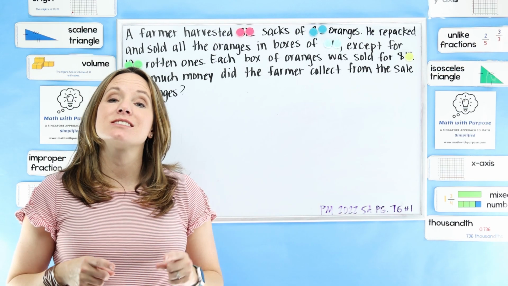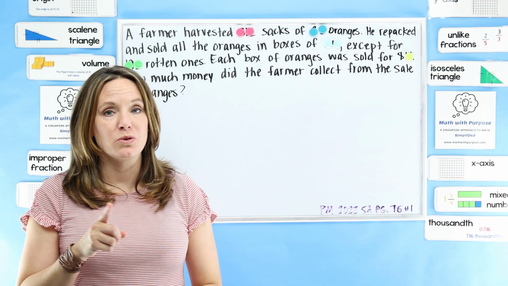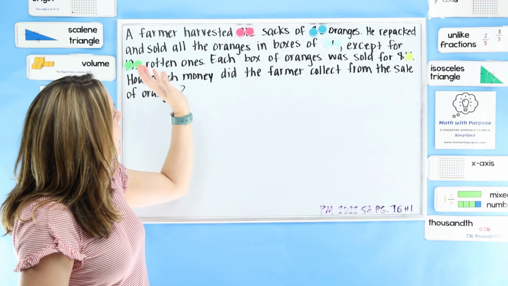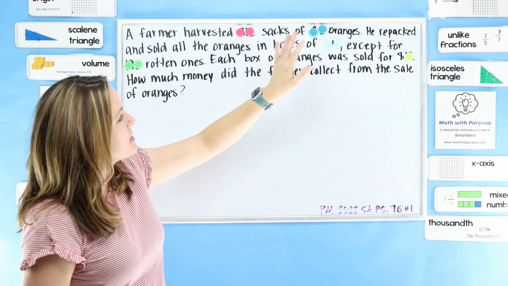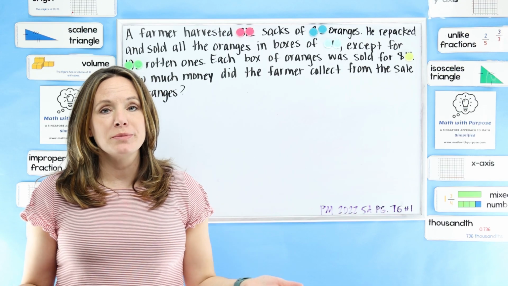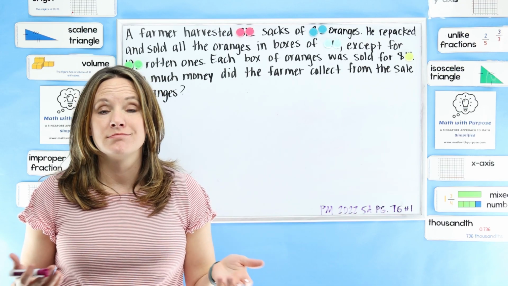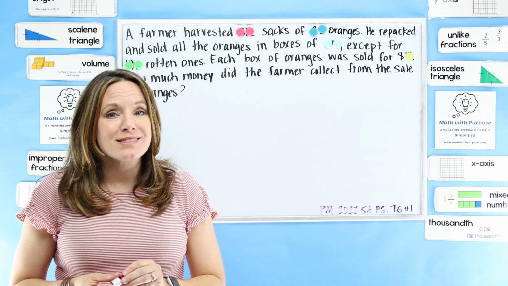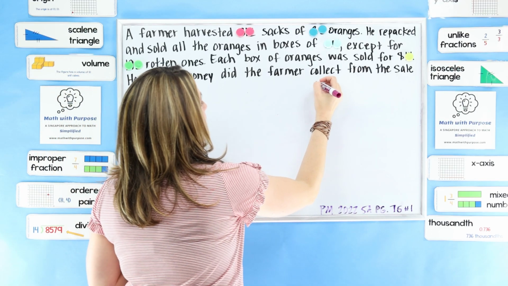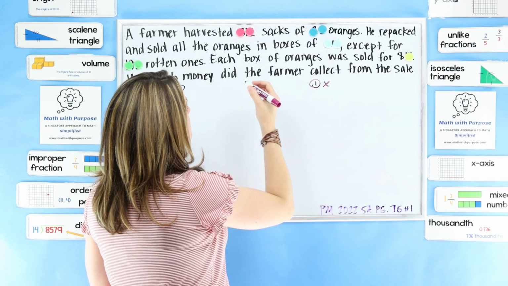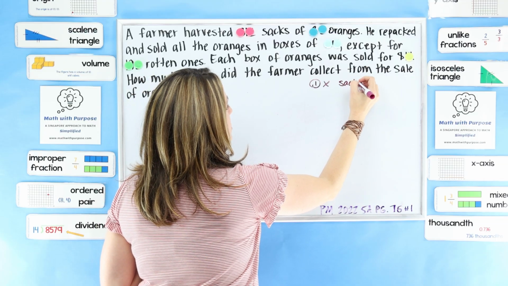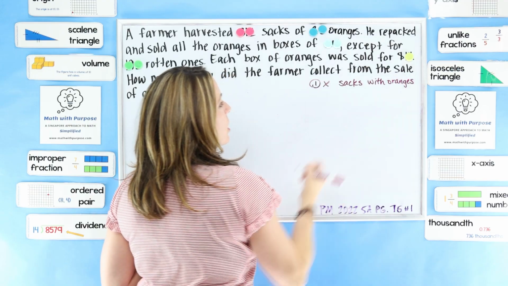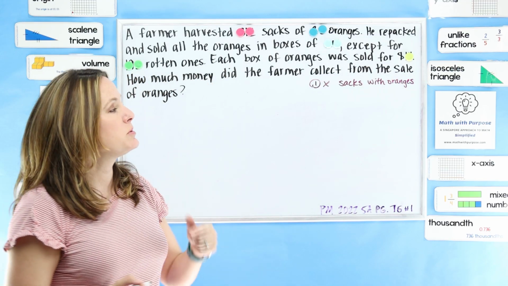Now that you've looked at it, let's talk about what we already noticed before we even see the numbers. So if I'm looking at this problem, first of all, I've got the farmer harvesting some sacks of oranges. Do I know how many oranges he actually has? I don't, because I've got to do something in order to figure that out. And what is that thing I need to do? I need to multiply, right? I need to multiply the sacks with the oranges because I need to know how many oranges he actually harvested. So that's the first thing I need to do. I need to multiply that.